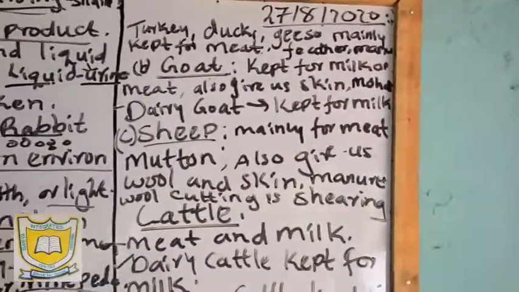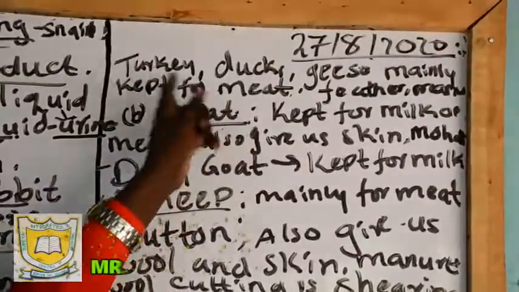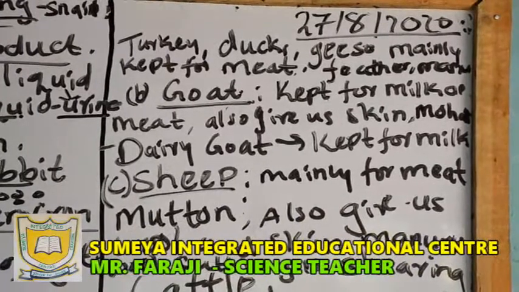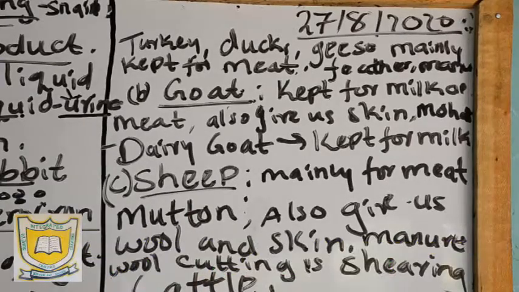These ones are mainly kept for production of meat. Ducks and geese are mainly kept for production of meat. Now, what are other products that we get from these birds, or from poultry?